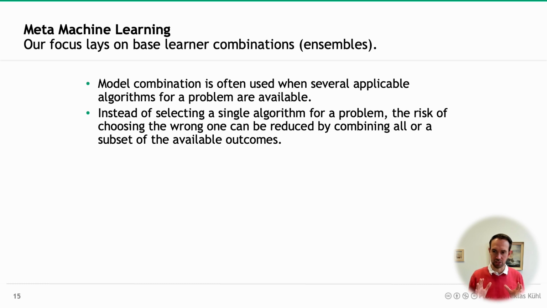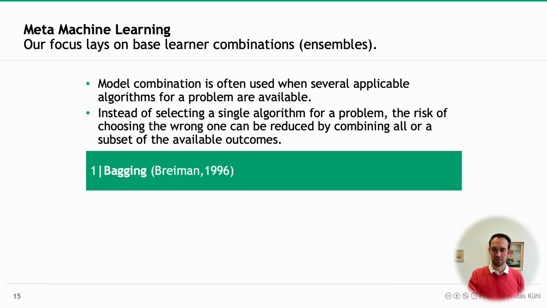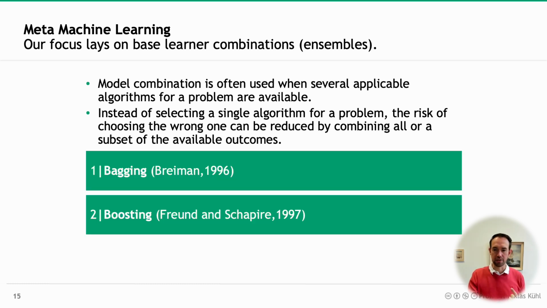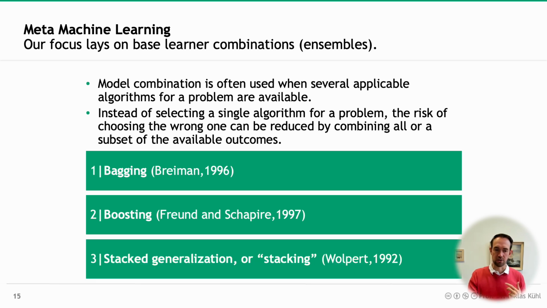Now, these model combinations are often used when a bunch of algorithms would be worthwhile implementing, right? So we want to combine the strengths of existing algorithms. So we have a hard time in picking a single one. And now instead of selecting a single one, we want to combine algorithms and then somehow aggregate their outcomes. And there are three ways of doing that. The first one is called bagging, the second one is called boosting, and the third one is called stacking or stacked generalization. And let's have a look at what each of these do.